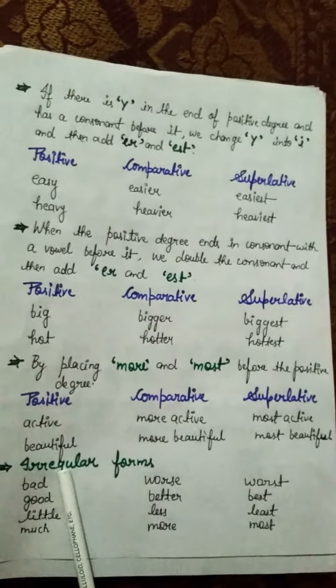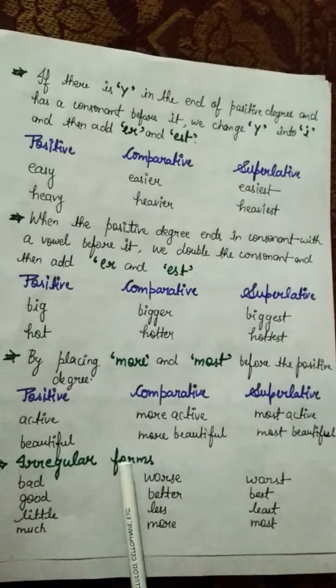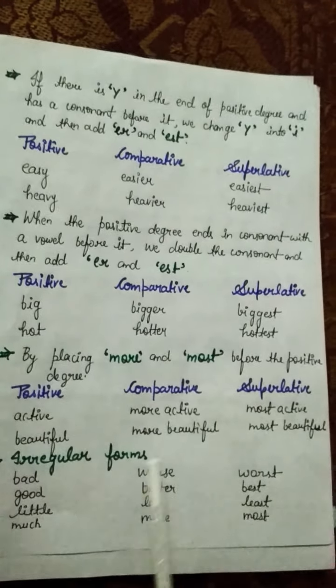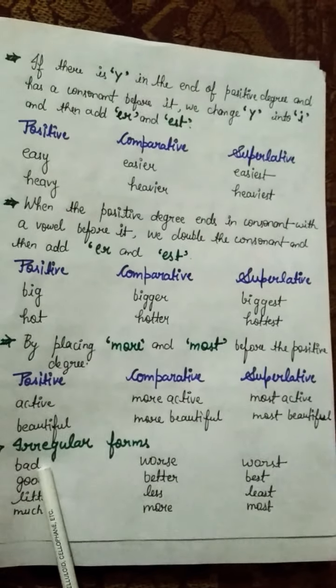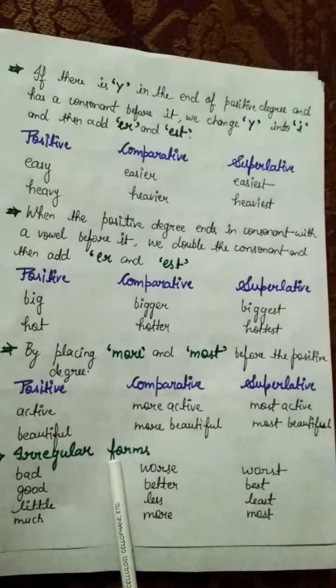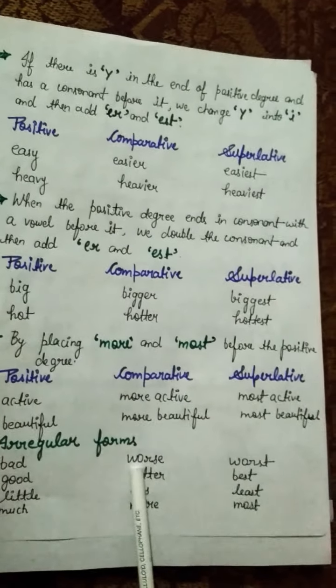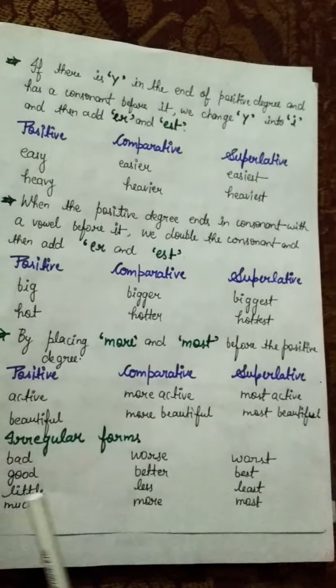Next, here are some irregular forms of degrees. Irregular forms means they do not follow any rules. So you have to learn this. Let's see. Bad. Bad will be changed into worse in comparative degree. So learn it very properly. And in superlative degree, worst.